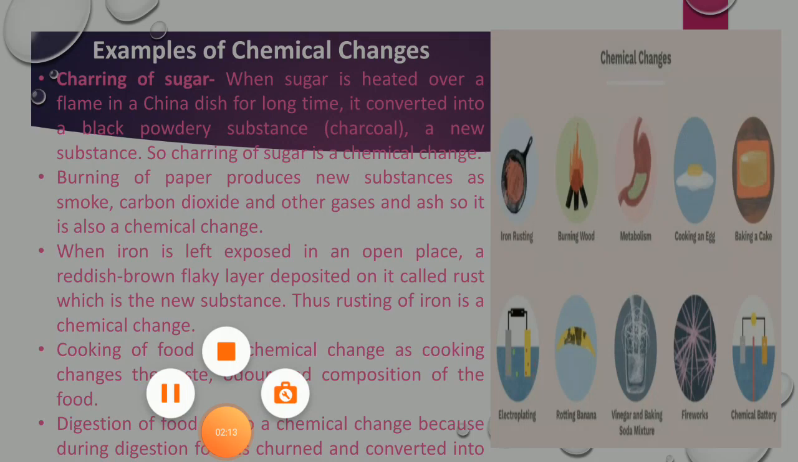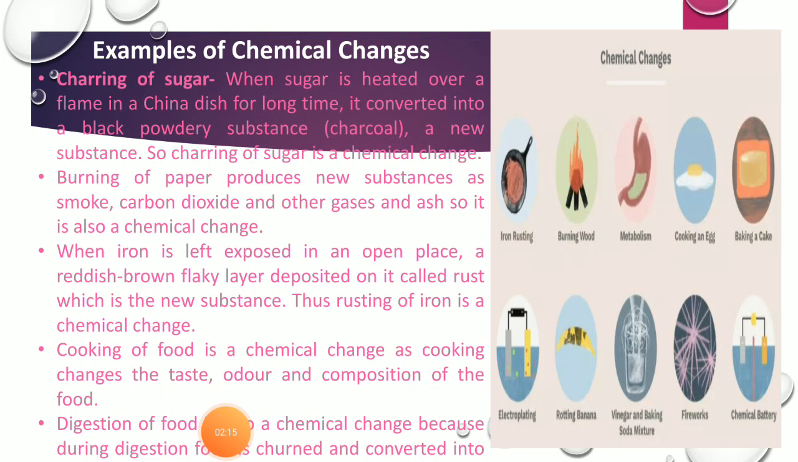Next one is burning of paper. Burning of paper produces smoke, carbon dioxide, some other gases, and ash. So again, new substances are formed. That is why burning of paper is a chemical change.